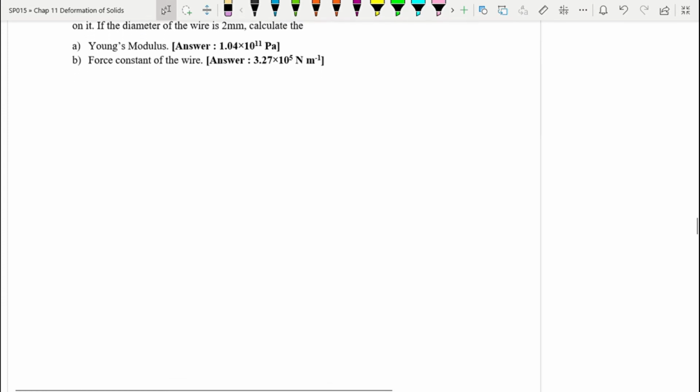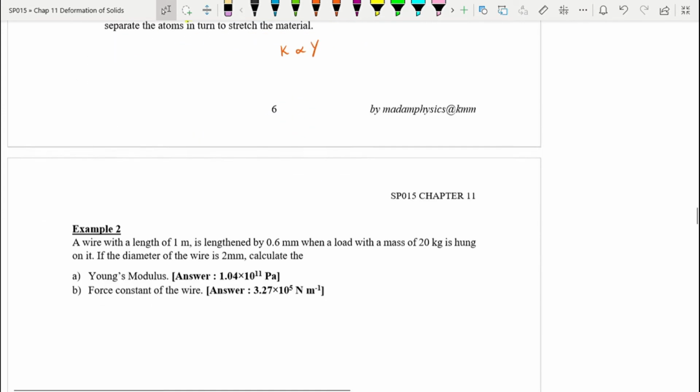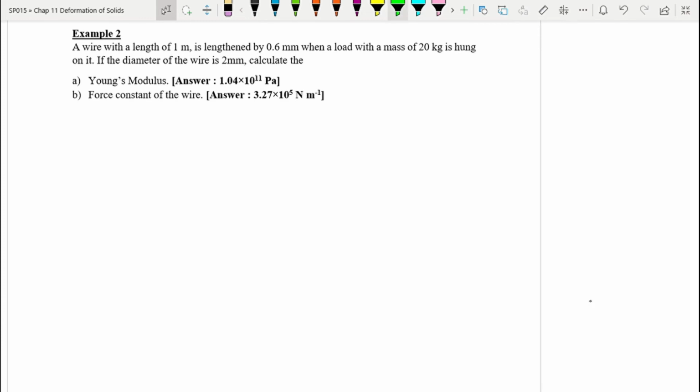Okay, so let's look at example 2 here. A wire with length 1 meter is lengthened by 0.6 mm when a load with a mass 20 kg is hung on it. So, wire is placed vertically with a length of 1 meter is lengthened. So, maksudnya dia ada extension of 0.6 mm. So, that will be L0, that is extension. Ini adalah mass. Kemudian apa yang dia beritahu lagi adalah diameter of the wire is 2 mm. Calculate the Young modulus.